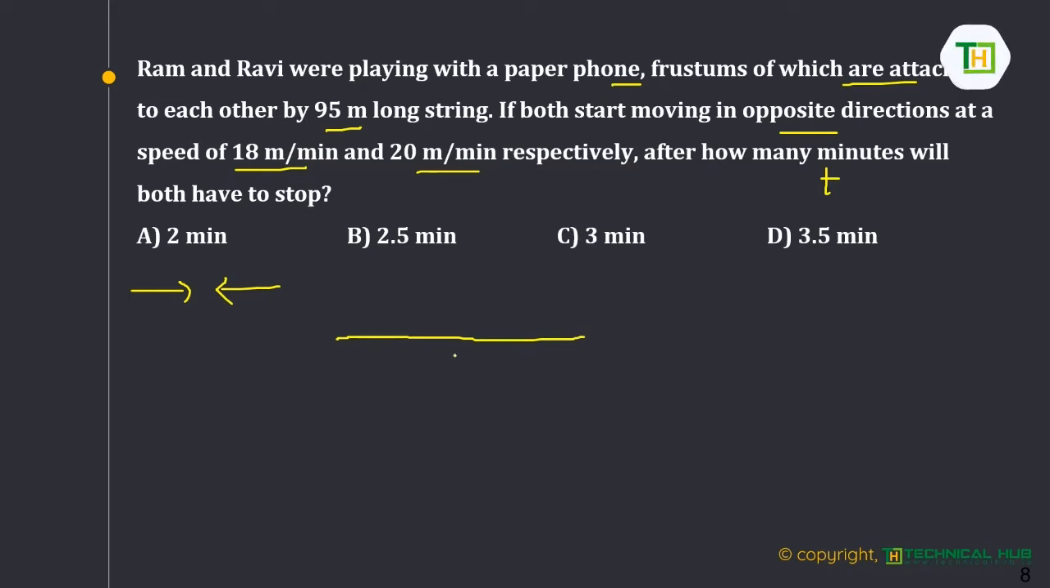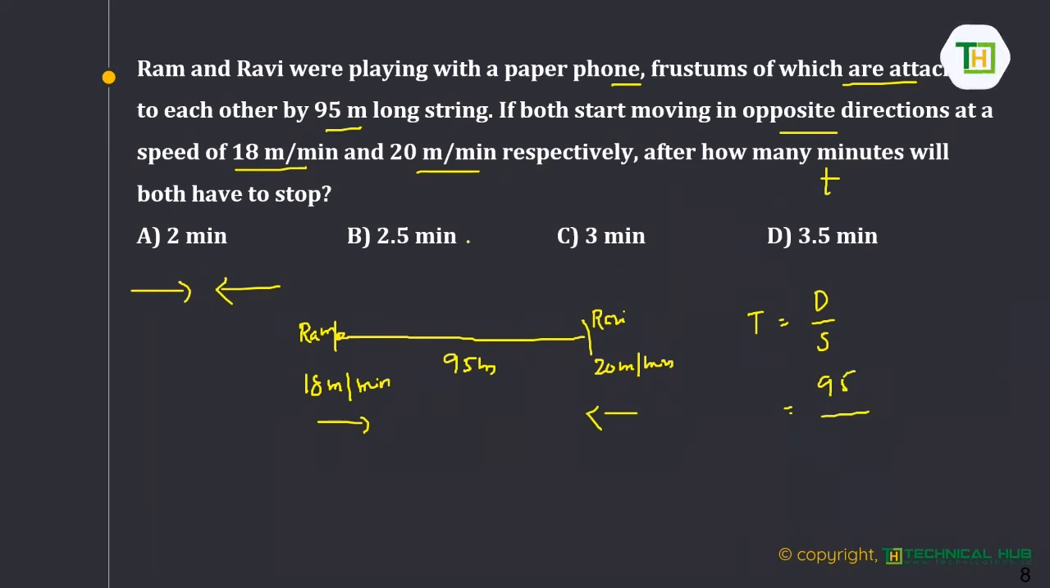Okay, so here I am taking Ram. So Ram's speed is equal to 18 meters per minute and Ravi's speed is equal to 20 meters per minute. So they are moving in opposite direction. So after how many minutes will they both have to stop? Okay, so they're asking the time. So time is nothing but distance by speed. So what is the distance here? So distance between the two persons is equal to 95 meters.